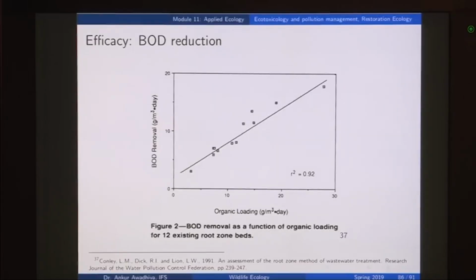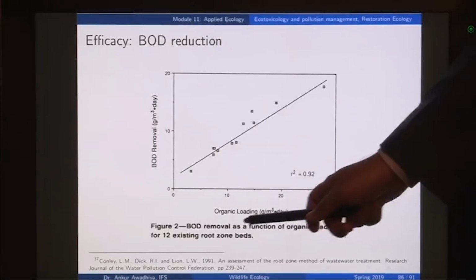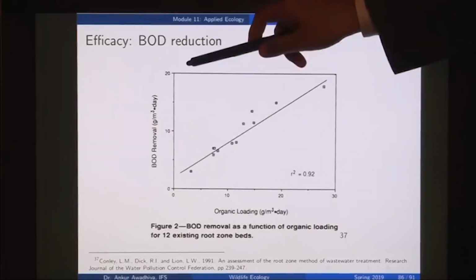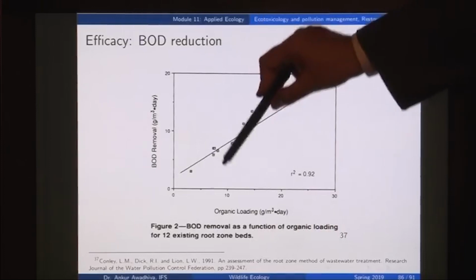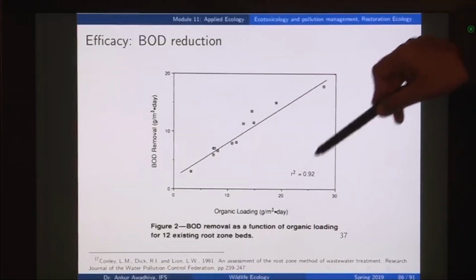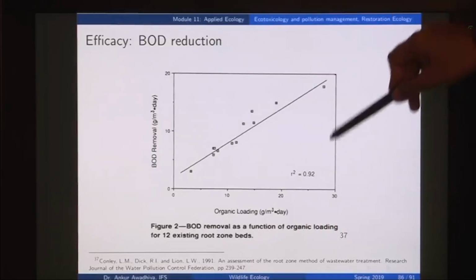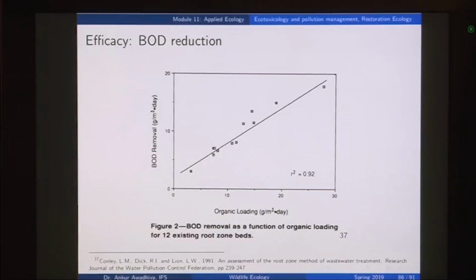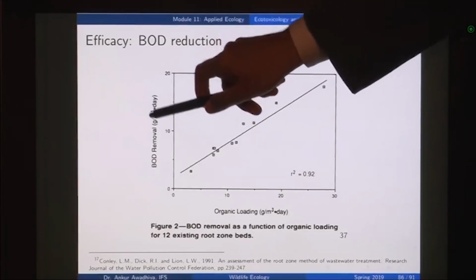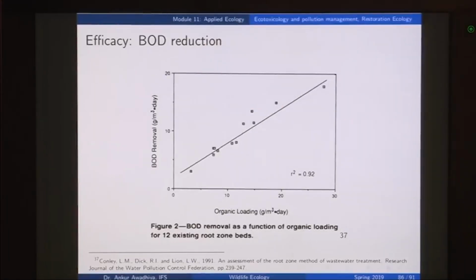This curve is showing us the amount of organic loading and the amount of BOD removal, and we see that even at a very high organic loading, say 30 grams per cubic meter per day, as much as 20 grams per cubic meter per day is getting removed by this system. By having a bit larger system, probably you can remove even more.